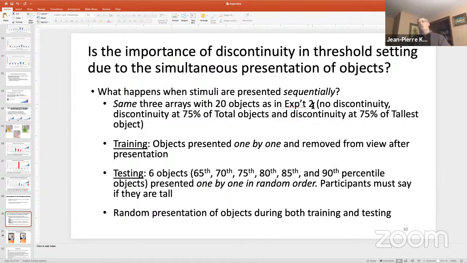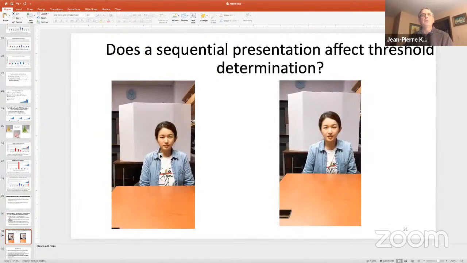And then after all 20 objects are presented, we will test people with 6 objects at the 75th, 70th, 75th, 80th, 85th, and 90th percentile, respectively, one by one in random order. And then for each one of these objects, people will have to say whether they are tall or not. So there is random presentation of objects during both training and testing. So here's an example video. Hopefully it will work.